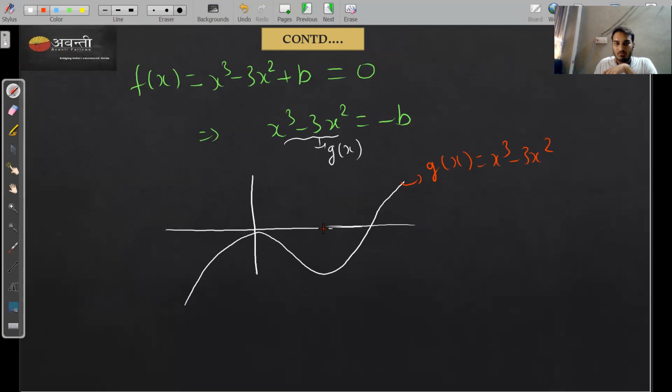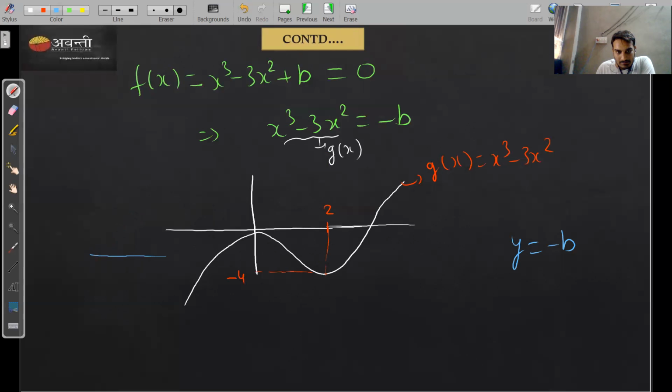What value is it taking at 2? At 2, its value is minus 4, yes or no? Its value is minus 4, yes or no? And now it's saying that the equation has 3 real and distinct roots. It implies g of x equal to minus b should have 3 distinct roots, yes or no? So now see what I'm doing is I'm taking a line y equal to minus some constant. Tell me, y equal to minus b is some line. How should this line cut g of x so that we get 3 distinct roots? Tell me.